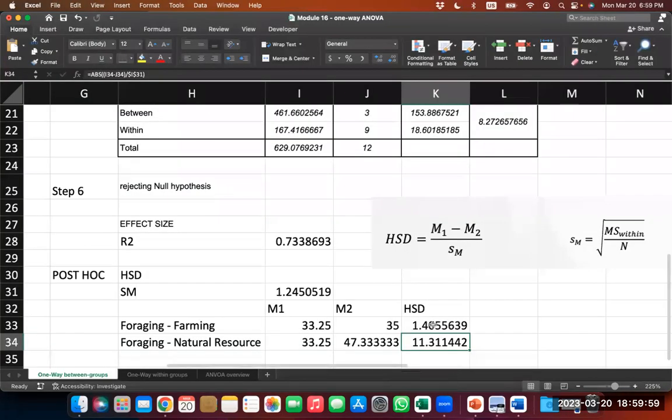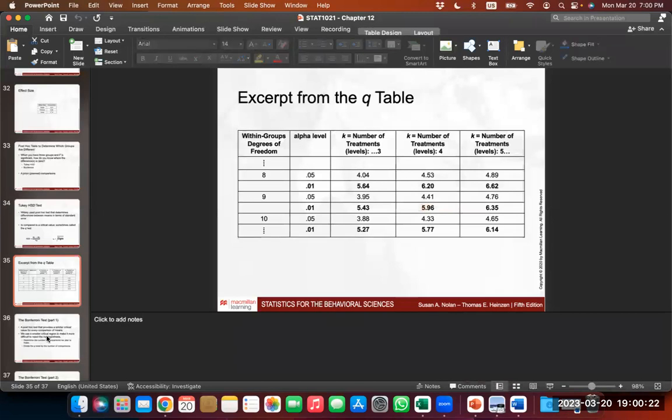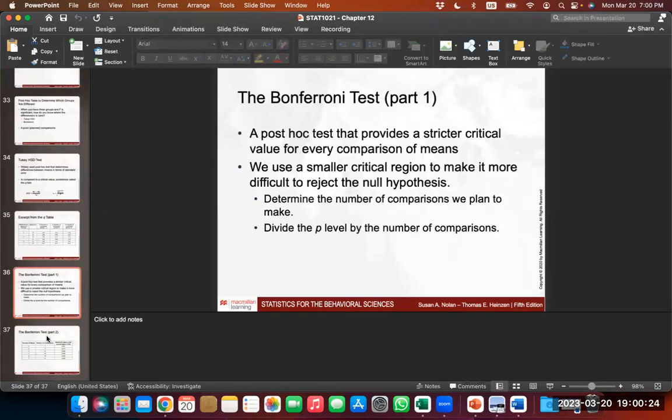So for our case here, foraging versus natural resource, even after adjustment for multiple comparison, does result in a significant difference, whereas foraging minus farming does not. And this can obviously be done then for all differences. Good, so that's Tukey's honest significant difference test.